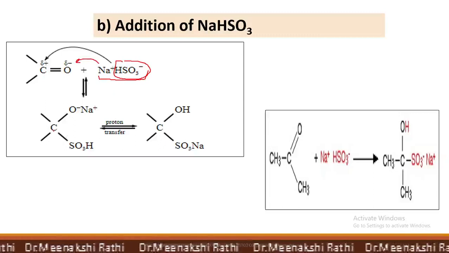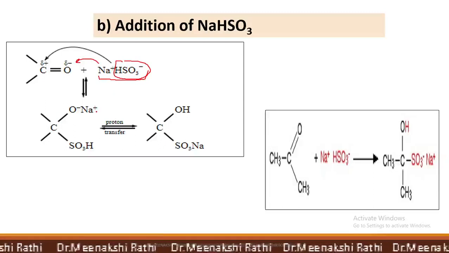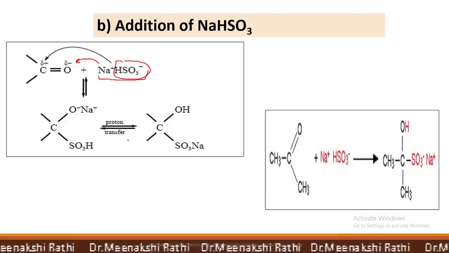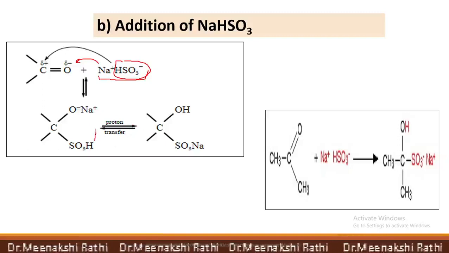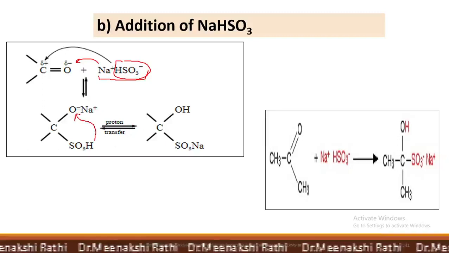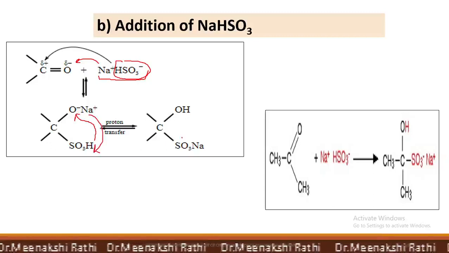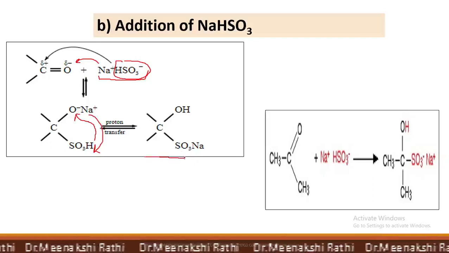And what we get here? C, SO3H, ONa. And here there is a proton transfer, that means hydrogen from SO3H goes to oxygen and Na will come here. So there is OH and SO3Na. This is the addition product.